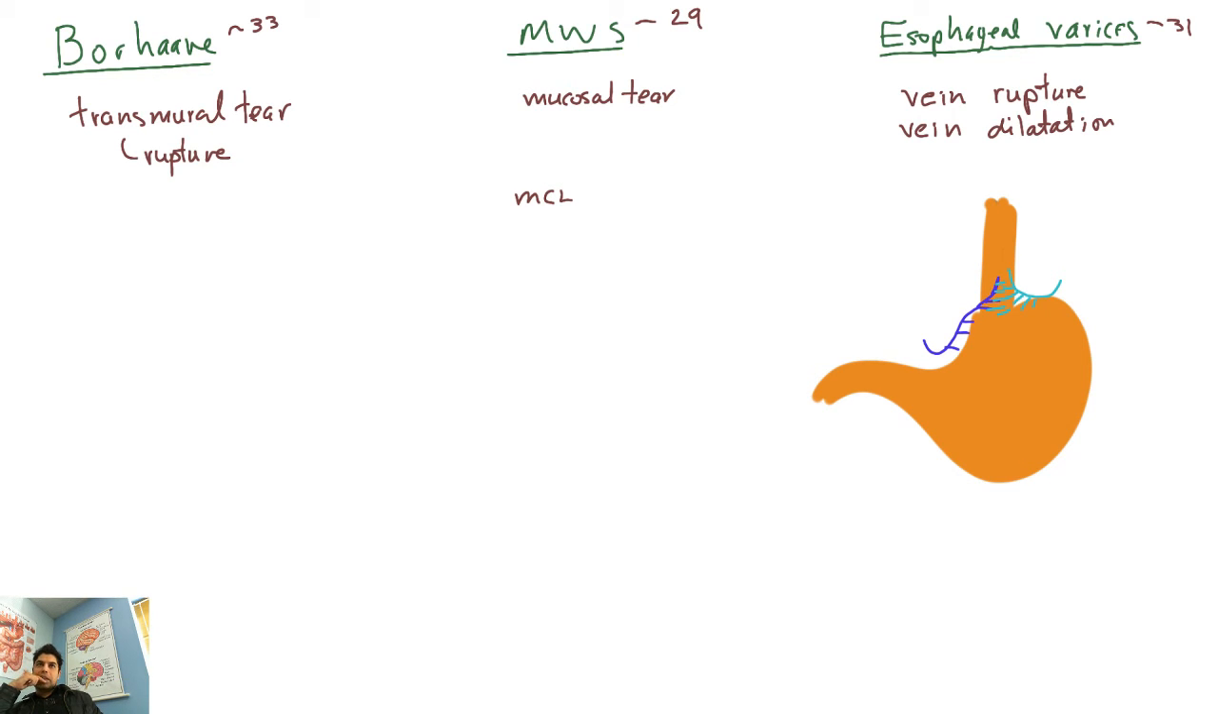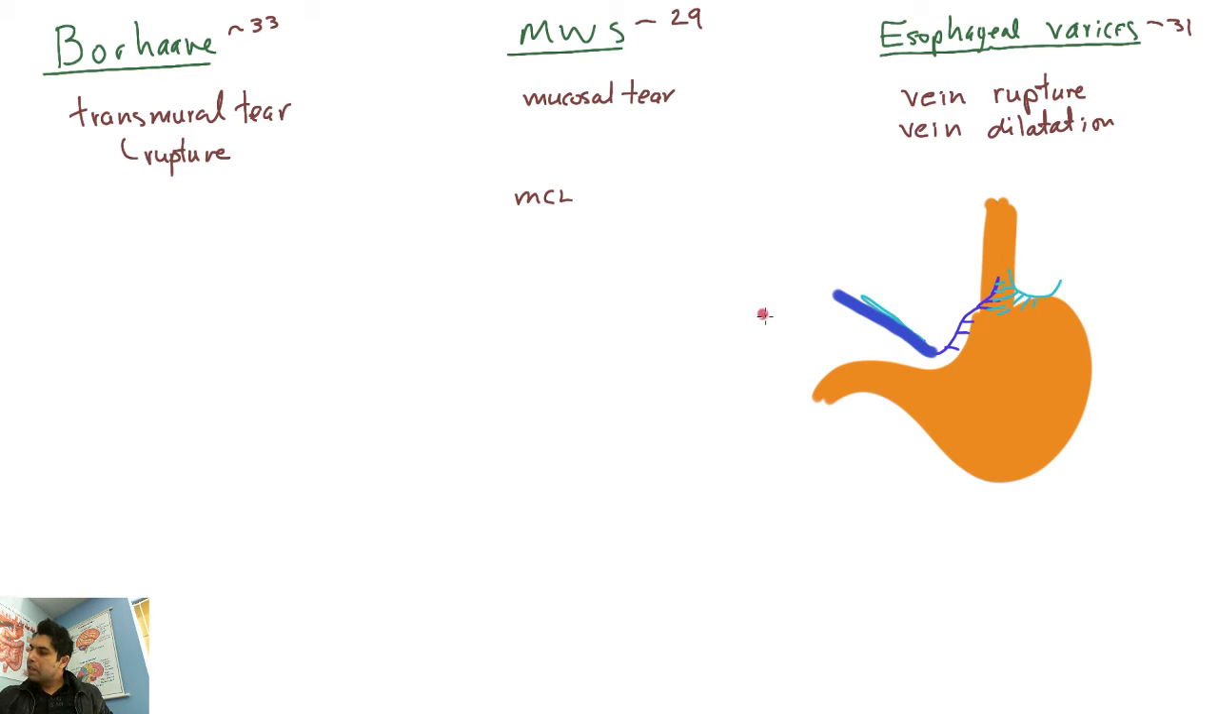But nonetheless, portal vein always goes through the liver. Is that okay? Just remember, we haven't talked about the liver yet. So if this is the portal vein, the portal vein drains into the liver.